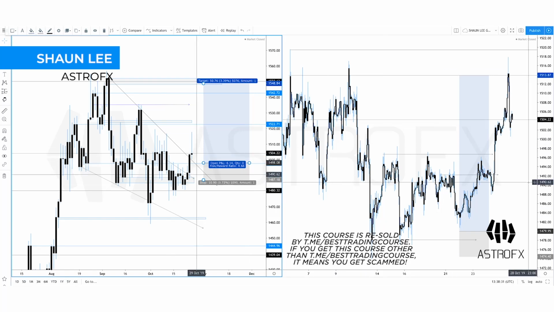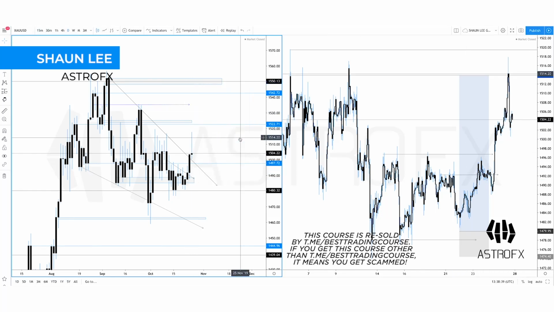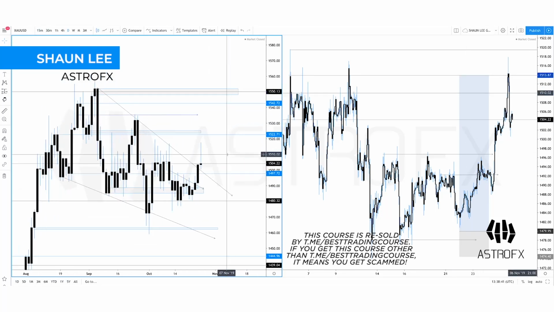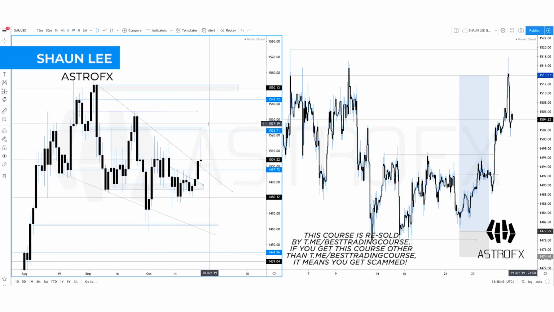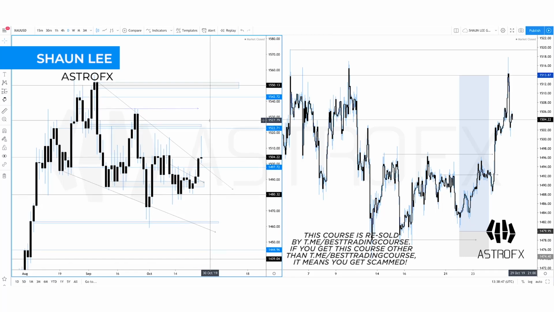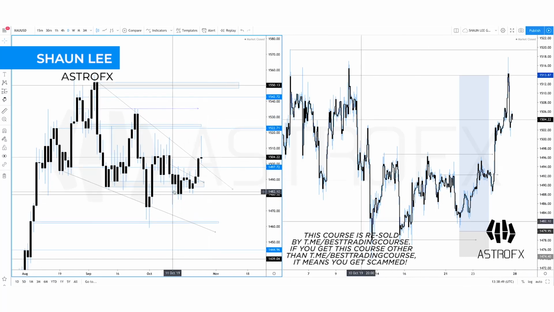So with that being said, we can translate this over to the left hand side in a moment, and we can get to grips with what is going to occur and also what happened last week. So that's just a very simple analysis. Again, as you can see, I'm not really drawing on too many tools or too many lines, because I already have the foundations laid and set out, and now I'm just reading price.